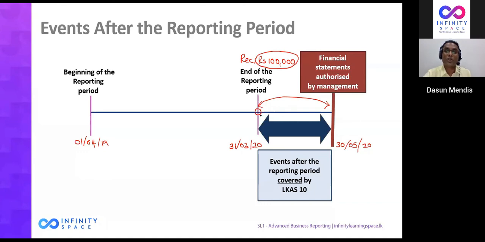Now, this provides further evidence of the condition that existed on the reporting date. So you need to make the adjustment in the financial statements. You have to write off the debtor balance and charge that to the income statement. Debit income statement, P&L, 100,000, credit the receivable. Are we clear? Understood?